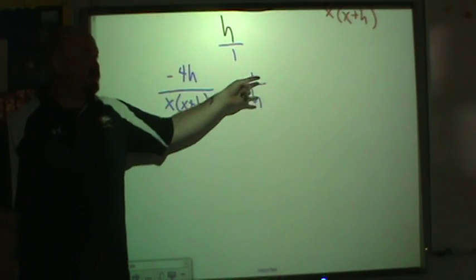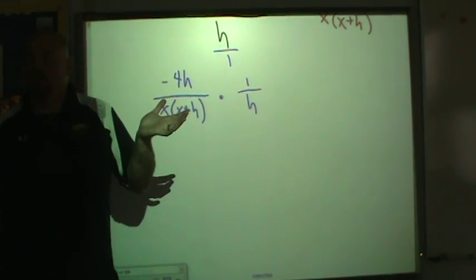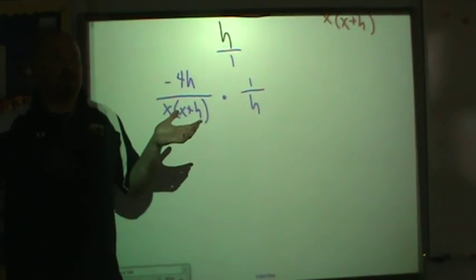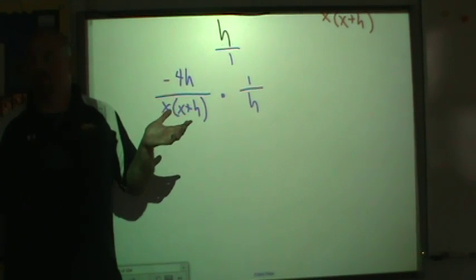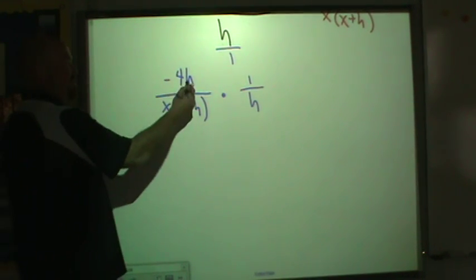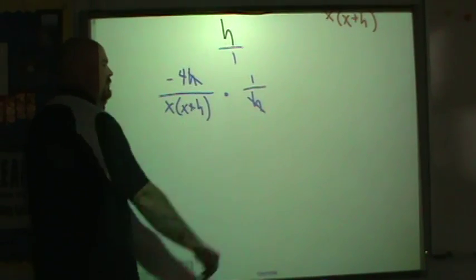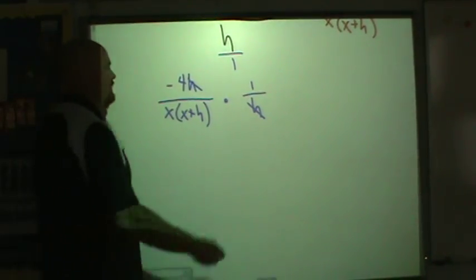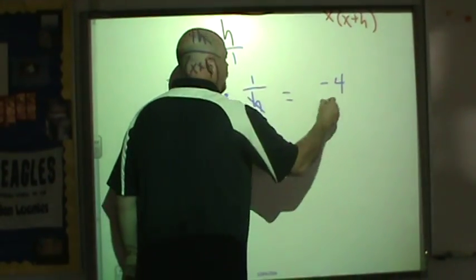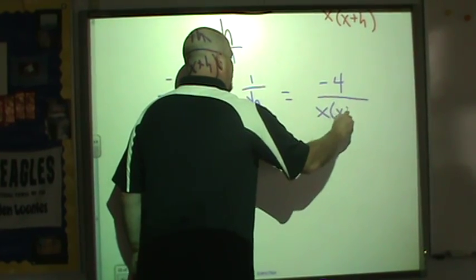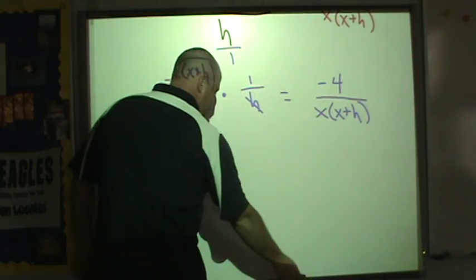When I cross-cancel, can I cross-cancel? I'm getting a head shake over here. I'm getting a yes head shake. What can I cancel? The h, right? I have an h here. I have an h here. Those h's are going to cancel. This is equal to negative 4 over x plus h.